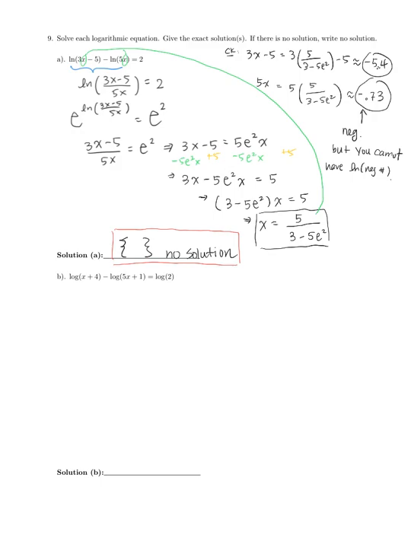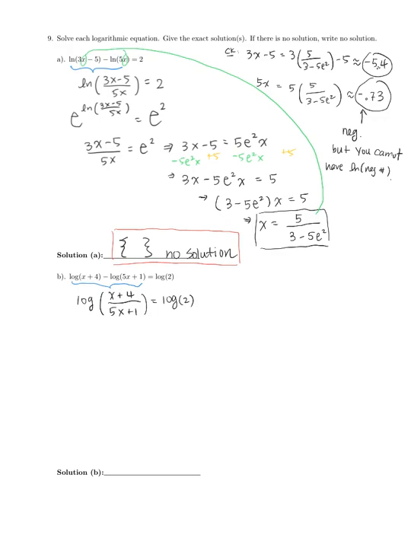Okay, there you go. All right, so the next one, part B, log of x plus 4 minus log of 5x plus 1 equals log of 2. First, again, I'm going to combine the logs together. Then here what we're going to get is log of x plus 4 over 5x plus 1 equals log of 2. Now log of 2 is just a numerical value. Now how do I get rid of the log? Log is the same thing as log base 10.